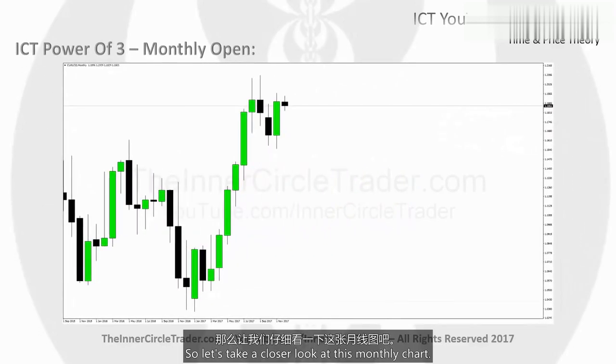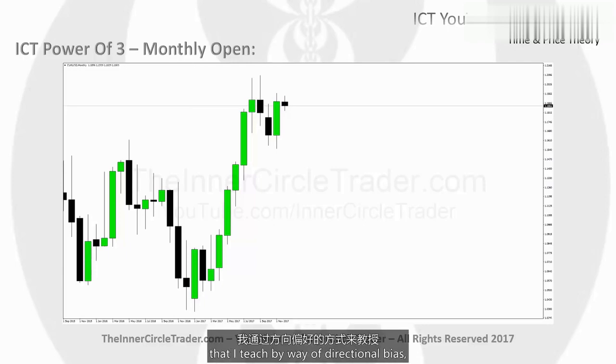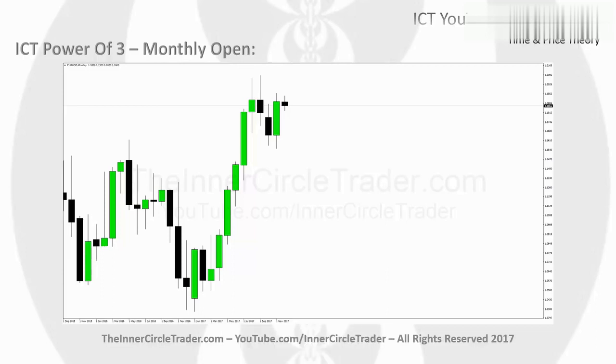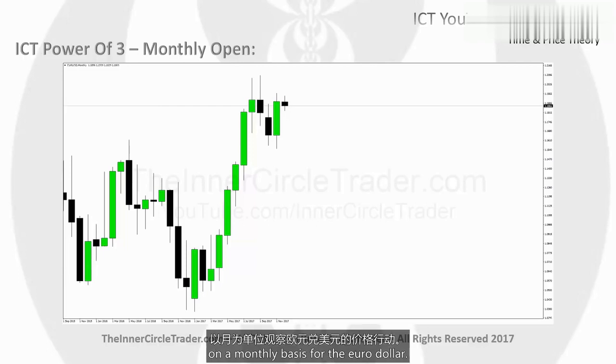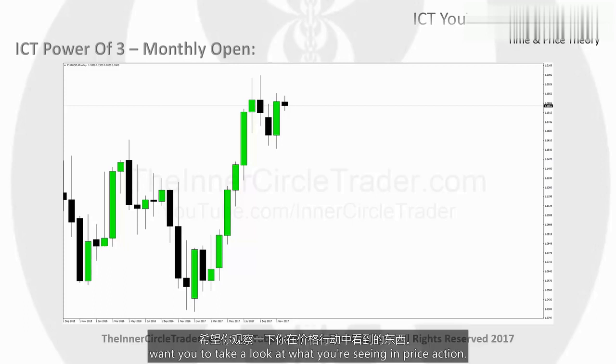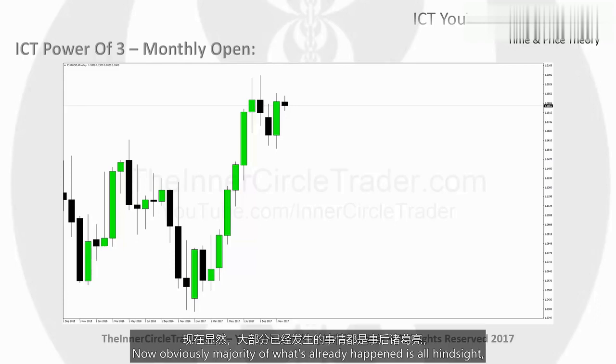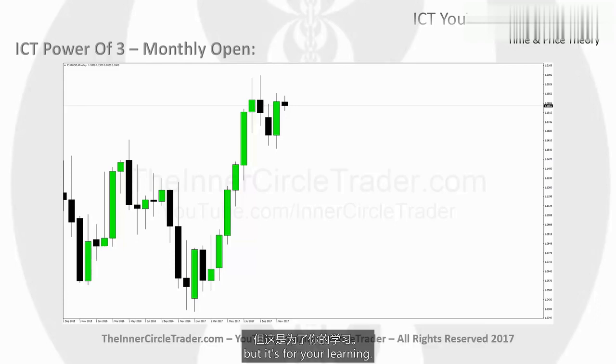So let's take a closer look at this monthly chart. This is the euro dollar. And if you've gone through my material, there's a lot of things that I teach by way of directional bias: picking a direction, sticking with a specific direction, looking for key levels, looking for key targets, looking at this sample size of price action on a monthly basis for the euro dollar. I want you to take a look at what you're seeing in price action. Now, obviously, the majority of what's already happened is all hindsight, but it's for your learning.